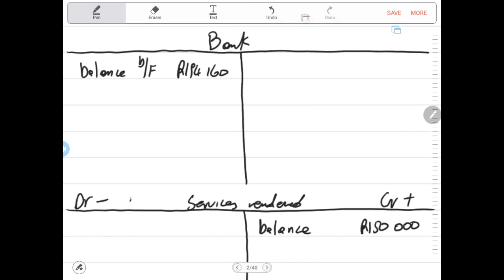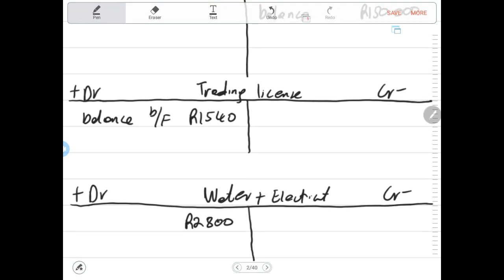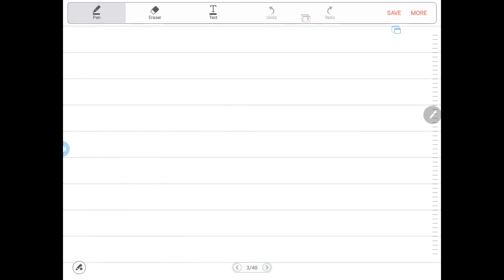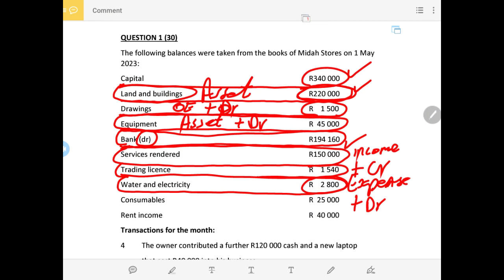Just forgot to say balance. This is our opening balance, balance brought forward, or you can say opening balance. That is still acceptable. Brought forward means it comes from the previous year and it was brought into the current year or current month.